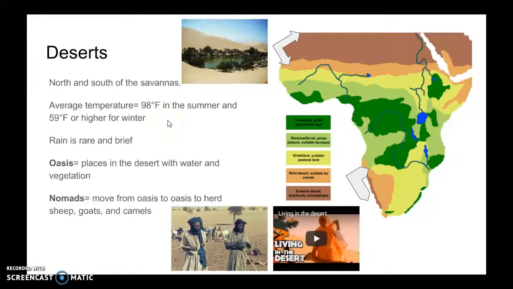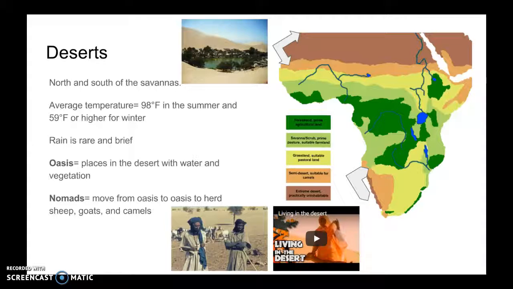The average temperature gets like 98 degrees Fahrenheit in the summer and 59 degrees Fahrenheit or higher for the winter. Rain is very rare and brief. It could rain for like 1 or 2 minutes and then stop, and then you won't see rain again for a couple of weeks or months.